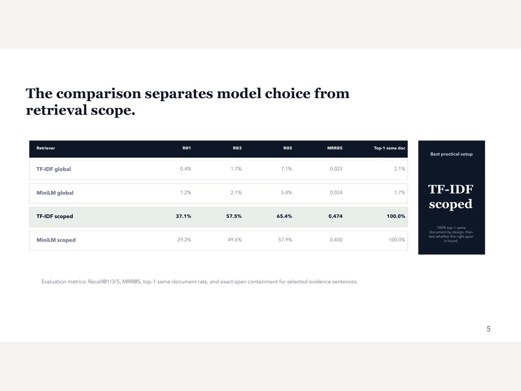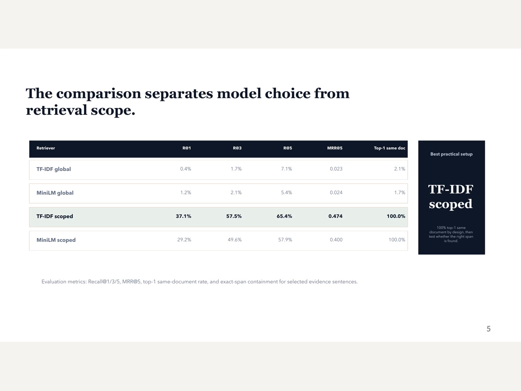This table separates model choice from retrieval scope. I compare a lexical TF-IDF retriever and a dense MiniLM retriever under both global and contract-scoped retrieval. The metrics are recall at 1, 3, and 5, MRR at 5, and a top 1 same document rate. The global results are very low. TF-IDF Global reaches only 7.1% recall at 5, and MiniLM Global reaches 5.4%.